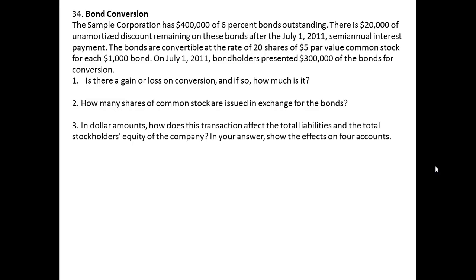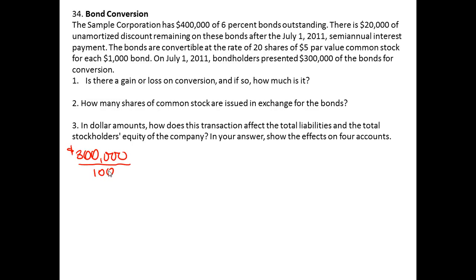The bonds are convertible at a rate of 20 shares of $5 par value common stock for each $1,000 bond, and 300,000 of the $400,000 of bonds are being presented for conversion.